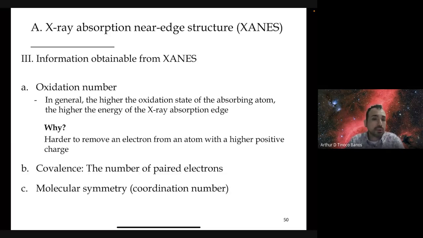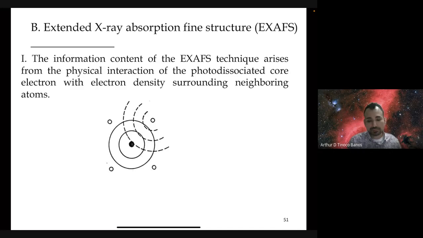What else do we get? Well, we get covalence. It can give us information about the number of paired electrons. We can even get molecular symmetry. What I mean by that is coordination number. So we get some general structural insight. And for some people, that's enough, because let's say you're just interested in determining a metal and its oxidation state and possibly its coordination geometry, then this will be quite valuable.